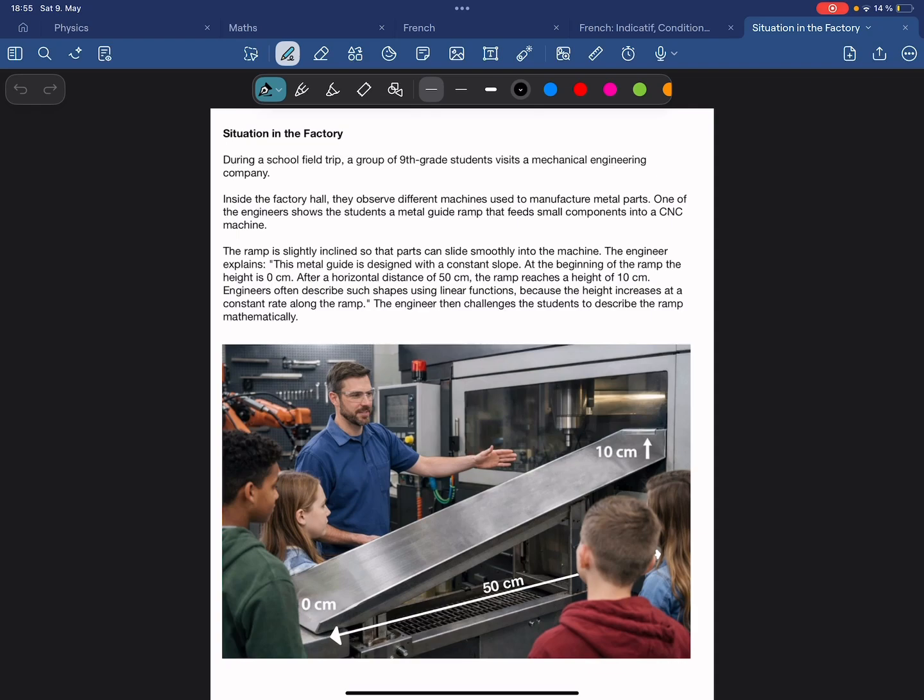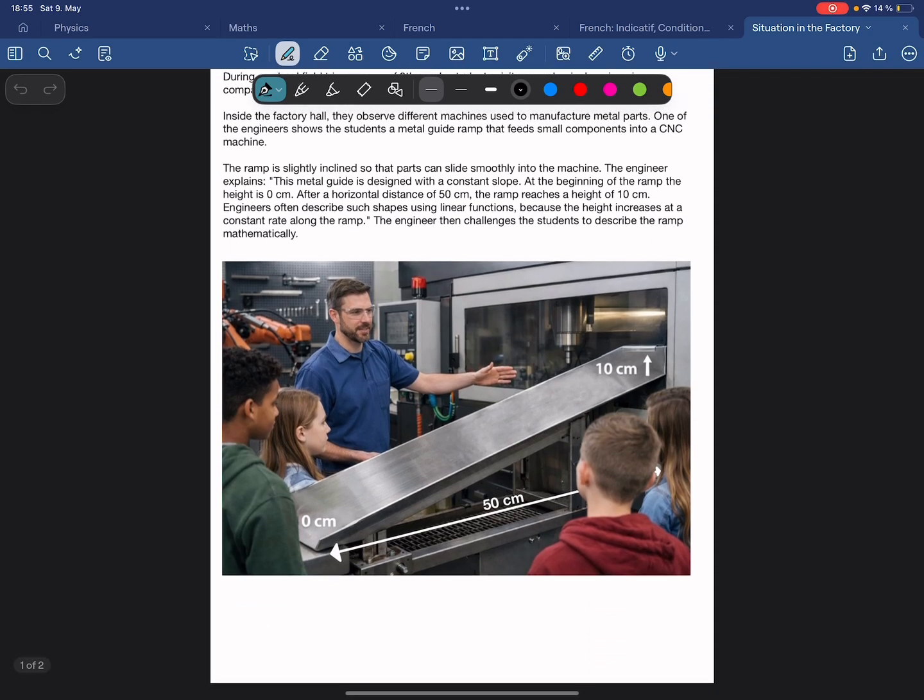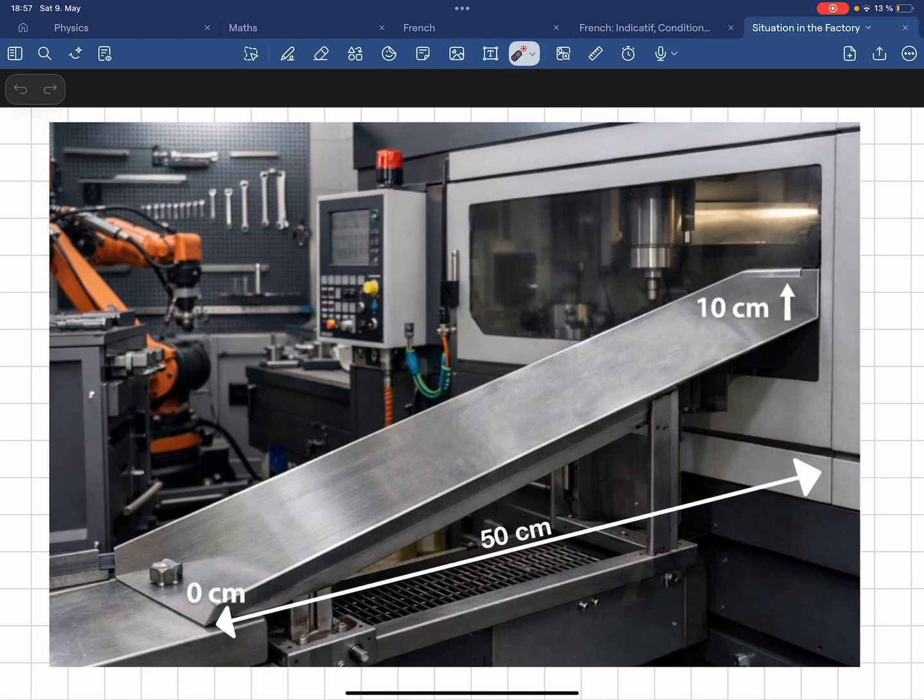Engineers often describe such shapes using linear functions, because the height increases at a constant rate along the ramp. The engineer then challenges the students to describe the ramp mathematically. Okay, so here you can see another clearer picture of our ramp. At the start, it has 0 centimeters of height, and as it reaches a horizontal distance of 50 centimeters, the height is 10 centimeters. So we need to find, in this triangle basically, what this linear function is, or the function of that slope.